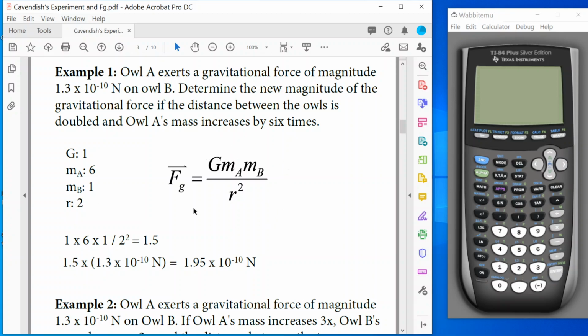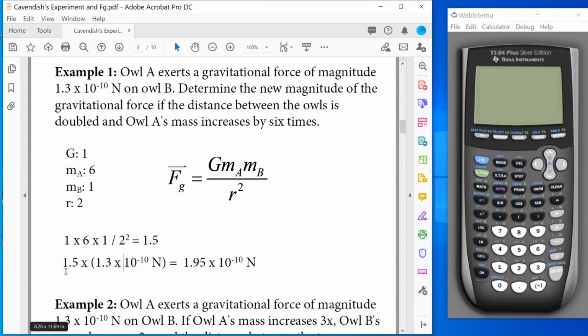What we do is we go into our formula and we replace each variable with the number that we assigned to it. So G gets replaced with a 1, MA gets replaced with a 6, MB gets replaced with a 1. Then on the bottom we have 2. So that's where this 2 here came from. Okay, but it's 2 squared because it's squared in the formula. So in your calculator, if you do 1 times 6 times 1 divided by 4, because 2 squared is 4, you're going to get 1.5. And what that means is that the new gravitational force is 1.5 times the original force.